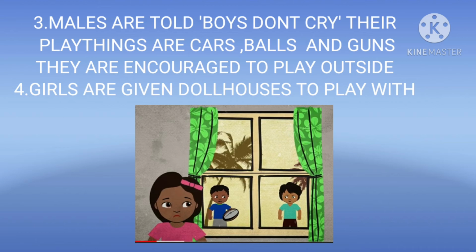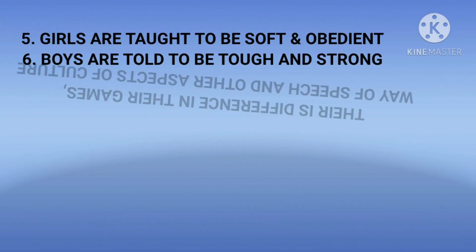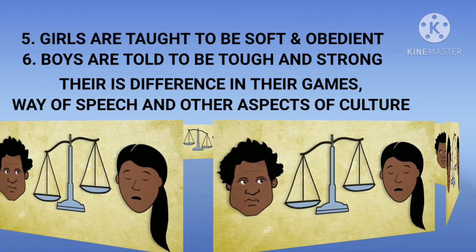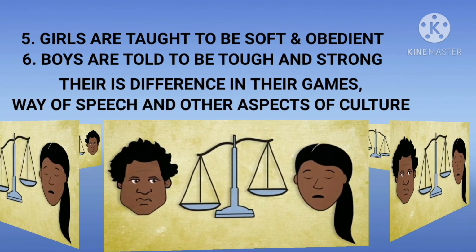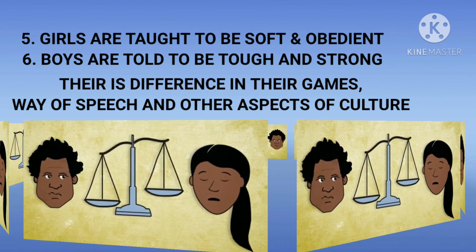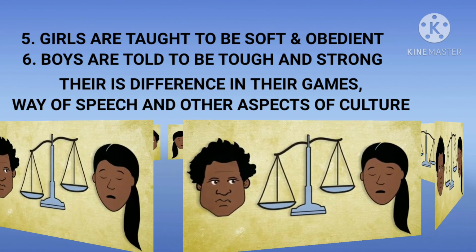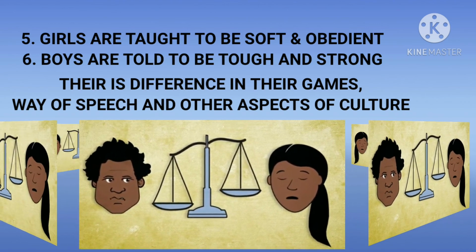In some families and societies, boys are allowed to go out and play, while parents are more protective about the girls. They are discouraged from having an active social life, and girls are expected to help out with household chores, while boys are expected to bring things from outside if needed, like going to the local grocery store. They are not stopped from going outside. The girls are taught to be soft and obedient. The boys are told to be tough and strong. There is a difference in the way they play their games, the way they speak, and other aspects of culture.